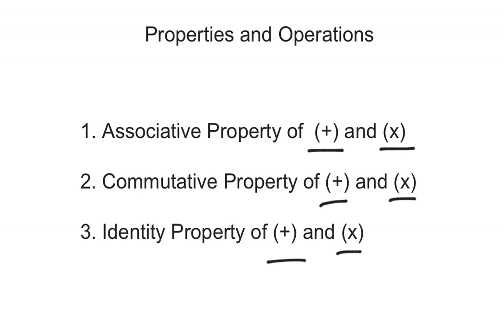Number one, the associative property of addition, or it could be the associative property of multiplication. Two is the commutative property of addition and multiplication. Three is the identity property of addition and multiplication.